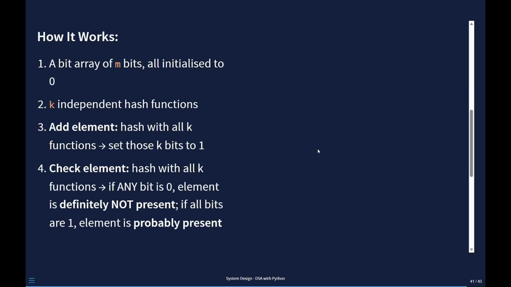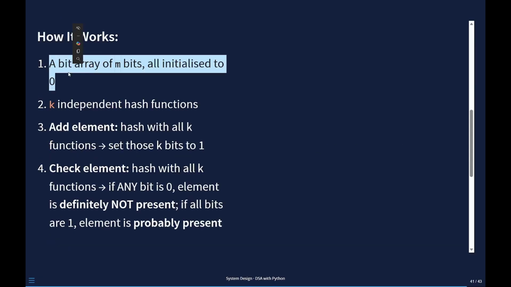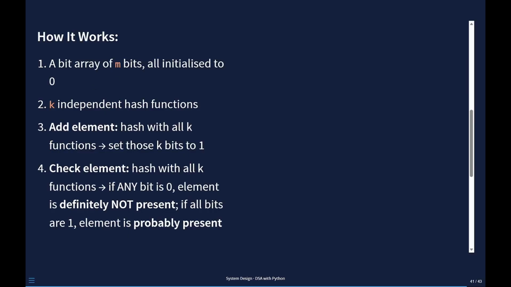How it works. A Bloom filter is just a bit array of m bits, all initialized to 0, and k independent hash functions. To add an element, hash it with all k functions. Set those k-bit positions to 1.